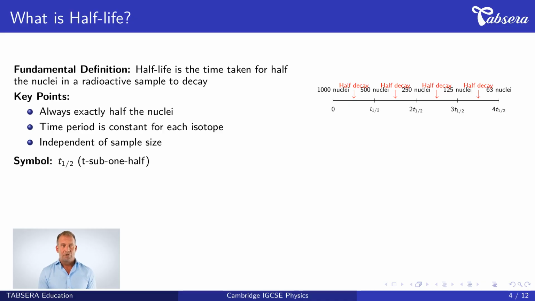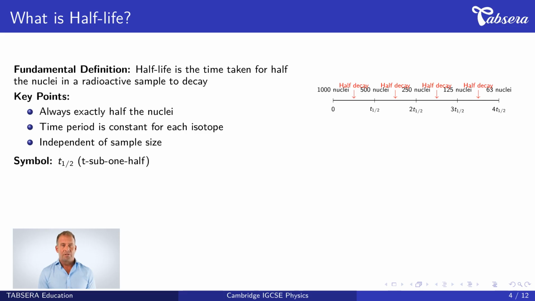Let's explore our first core concept. What is half-life? The fundamental definition states that half-life is the time taken for exactly half the nuclei in a radioactive sample to decay. This means if you start with 1,000 radioactive nuclei, after one half-life period, exactly 500 will remain unchanged. The key points are, first, it's always exactly half the nuclei, not approximately half.